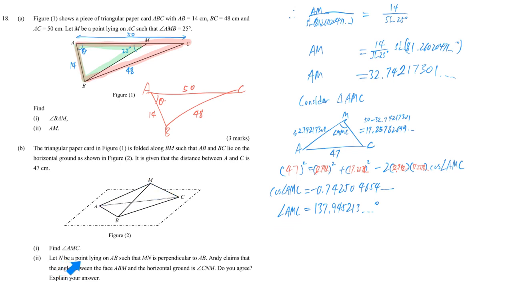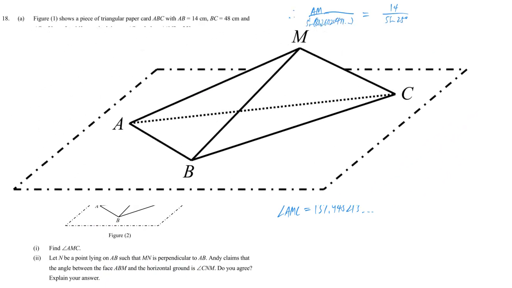In part B, we have to let a point N lie on AB somewhere here, such that MN is perpendicular to AB. So that means there is a point N here to make this perpendicular, such that MN is perpendicular to AB. So we can use this blue line to represent the plane AMB here. Afterward, a person called Andy claimed that the angle between the face ABM, that means this plane, and the horizontal ground ABC, is angle CNM.